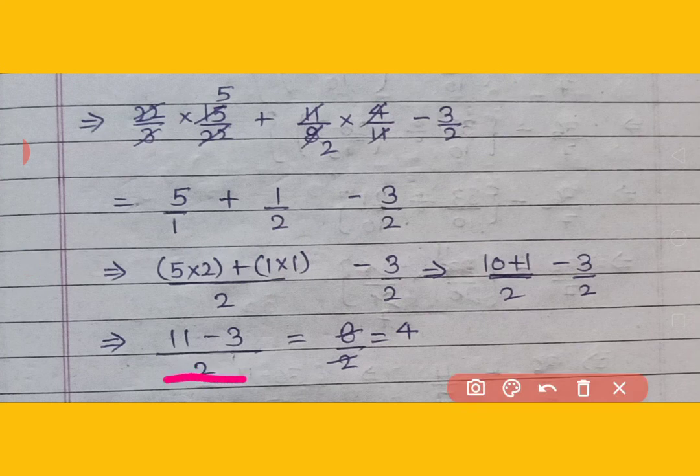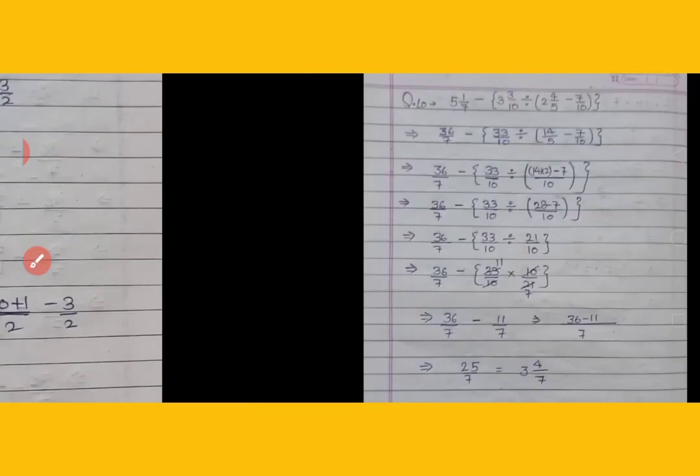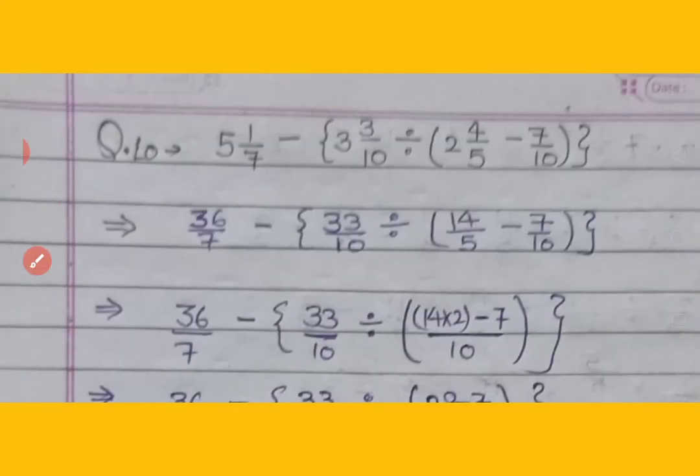11 minus 3 upon 2 is equal to 8 upon 2. So 2 divides 8 4 times. So our answer is coming 4. Next question is given here.